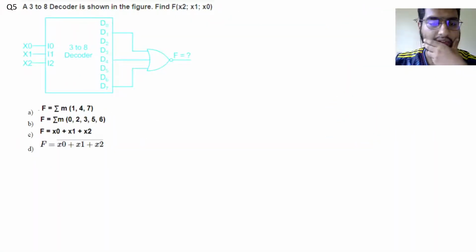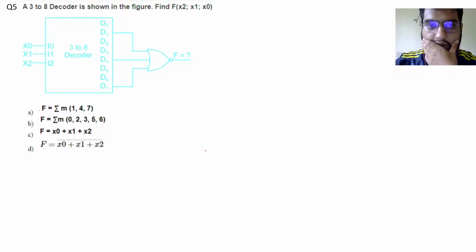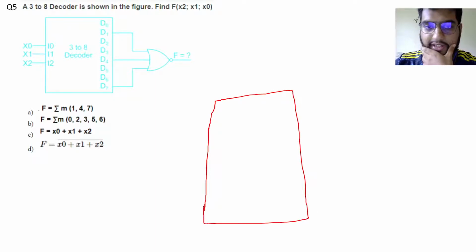So question number 5 is a question based on decoders. A 3 is to 8 decoder is shown in the figure. We need to find f of x2, x1, x0. These are the input variables x2, x1, x0. We are required to find the function corresponding to this condition. Let me just redraw it here. This is a tricky question in fact.